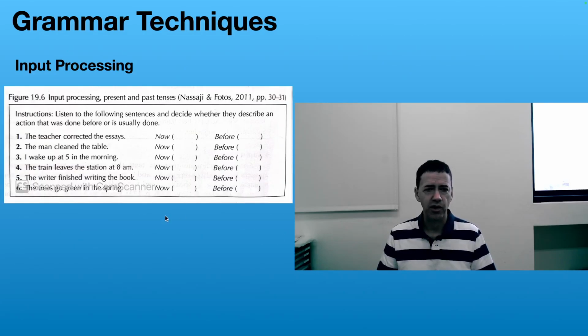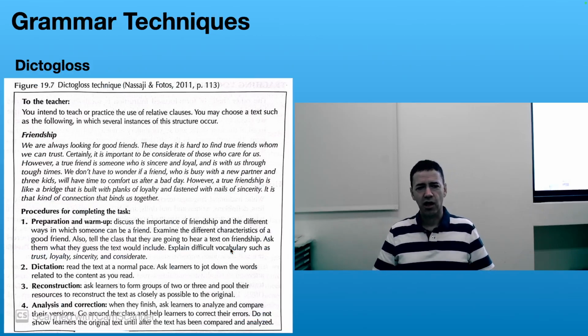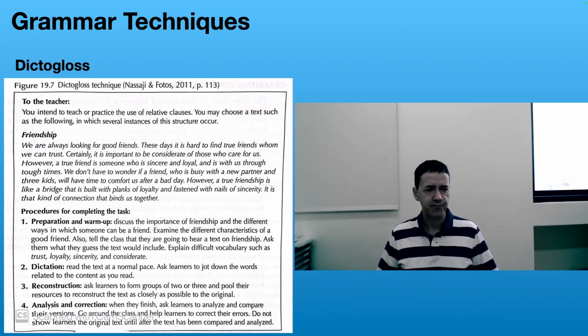Okay, another one could be input processing. Here's an example where the students look at the sentences and then they have to describe, was it done now or before? So we're actually processing the rule by looking at the sentences. Okay, and then we have something called dictogloss. Dictogloss is, I think, a really good integrated type of method because you're reading, you're writing, maybe speaking as well.